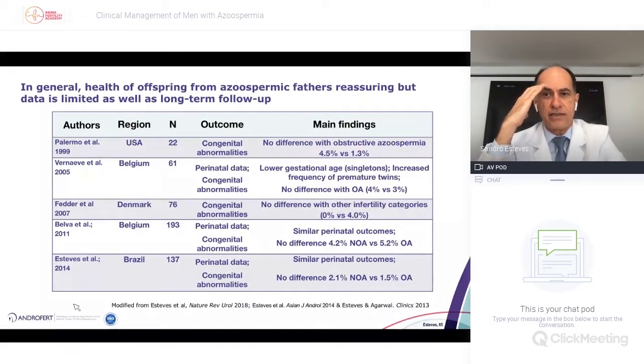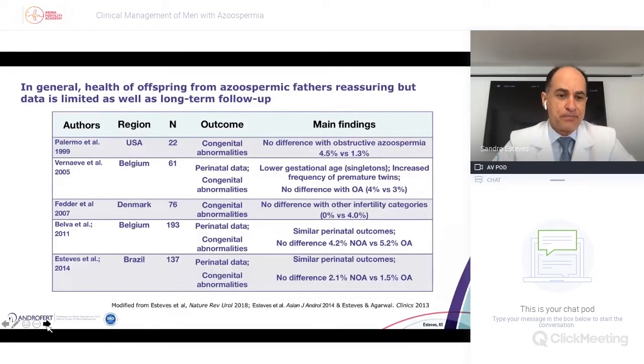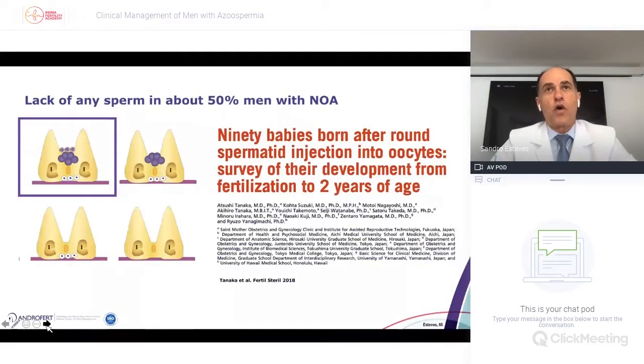So concerning the health of offspring from azoospermic fathers, the data in the literature are not very remarkable. We have few studies only, but most studies provide reassuring data concerning the health of offspring using surgically retrieved sperm from men with obstructive azoospermia as well as non-obstructive azoospermia. So we can go ahead with these procedures, but we need to monitor the health of offspring because the data is still limited.